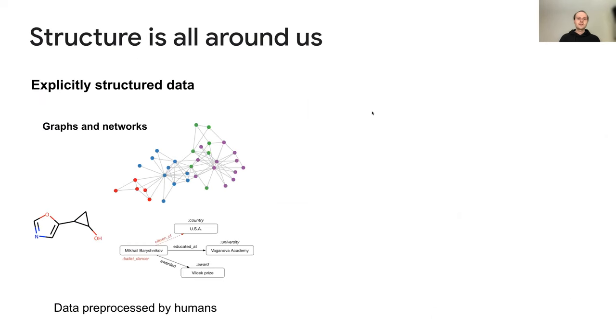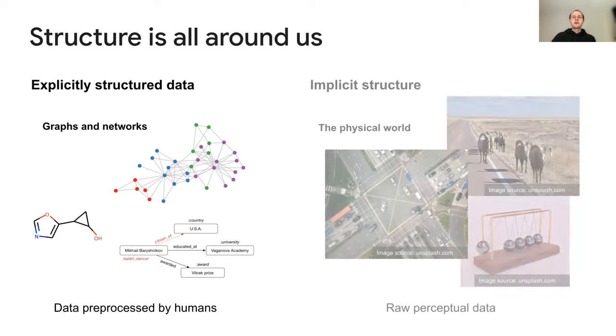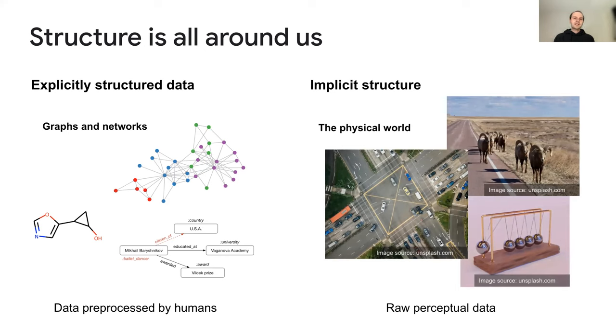I think I don't really have to convince you about the main premise of this talk, which is that structure is all around us. On the one hand, we of course have tons of explicitly structured data like graphs and networks. We have human abstractions that we develop for things like molecules that we represent as bonds between atoms, as a kind of molecular graph, but also things like how we store knowledge in terms of entities and their relations in the form of a knowledge graph. The bottom line here is this is all data pre-processed by humans and, on the one hand, made available to be easily processed by machines, but also to be a natural structured format that we can understand quite easily. And on the other hand, you have implicit or hidden structure in the physical world around us, which of course gives rise to these structured abstractions we develop.